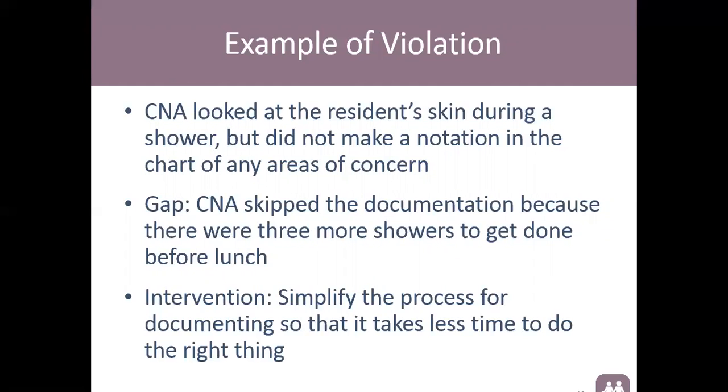An example of a violation is a CNA occasionally skipping skin assessment documentation because of time pressures. There is a goal conflict between completing skin assessment documentation and completing other tasks. The CNA knew she was supposed to document, but makes a decision not to do it. An intervention could be to simplify the process for documenting or make it more convenient so that it takes less time to do the right thing.